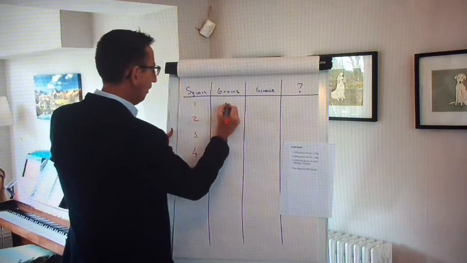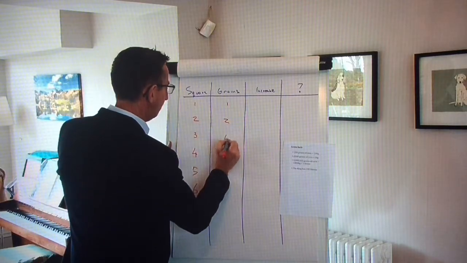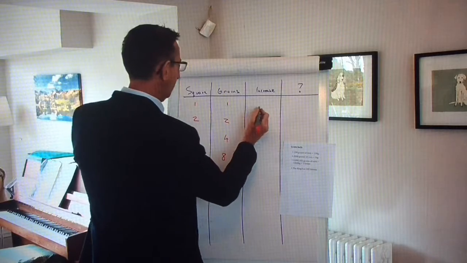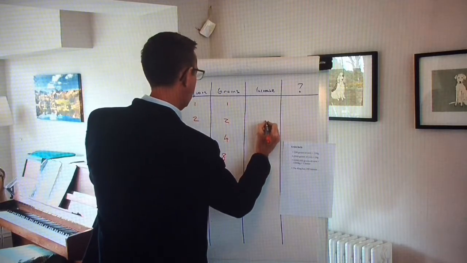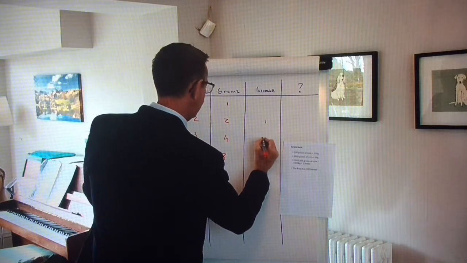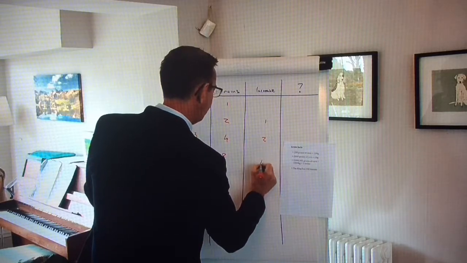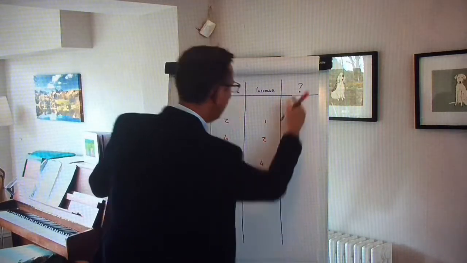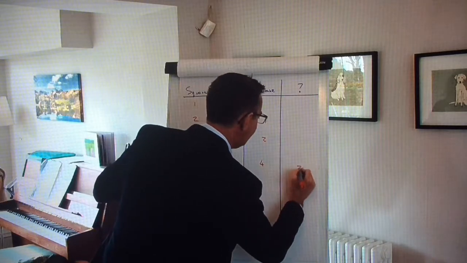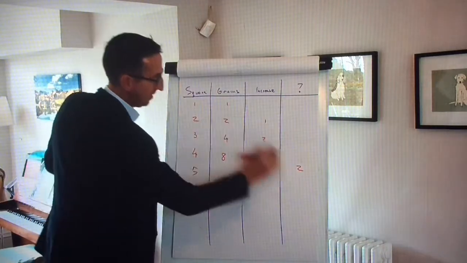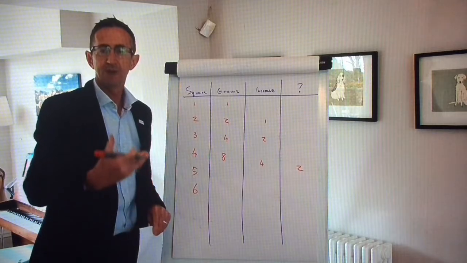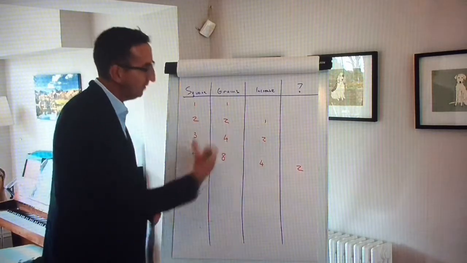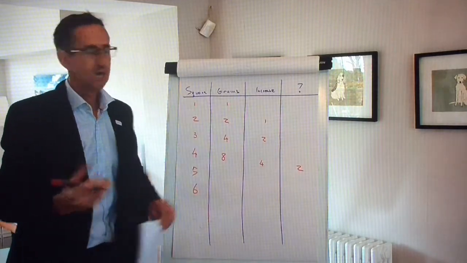So obviously you've got 1 here, you've got 2, you've got 4, you've got 8. So the increase here is 1, the increase here is 2, the increase here is 4. So they can then focus on the fact that the increase is increasing by 2. So they can start to see a pattern, start to see what's happening with the numbers.